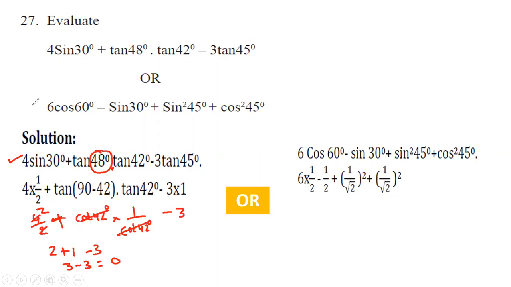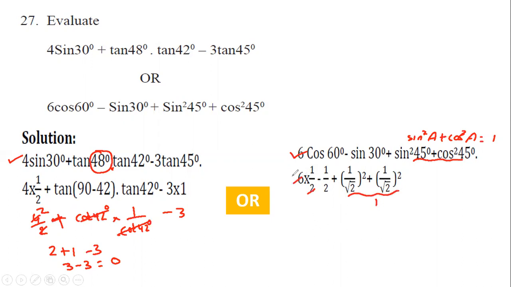Next, second question. So here are 6 cos 60 degree minus sin 30 degree plus sin square 45 degree plus cos square 45 degree. 6 into cos 60 degree is 1 by 2, minus sin 30 degree is 1 by 2, plus, instead of sin square 45 degree, you can write 1 by root 2 whole square. Instead of this one, you can apply trigonometric identities. Sin square A plus cos square A is equals to 1. So directly, I will write this one as 1.